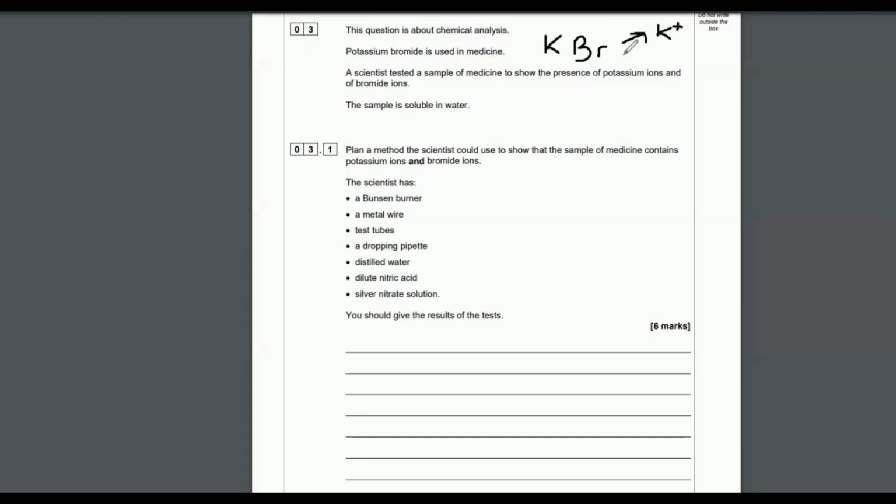So here is the symbol for potassium bromide, KBr. Of course, when dissolved in water, it will split into its ions. So you actually do need to dissolve it in water, and you'll get potassium K+ ions and bromide ions Br-. So if you have an aqueous solution of potassium bromide, you're going to be able to test it for the presence of these ions. So plan a method the scientists could use to show the sample of medicine contains potassium ions and bromide ions. And here are the following pieces of apparatus.